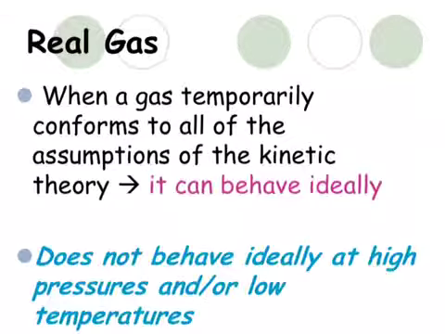What we have instead is what we call a real gas. When a gas temporarily conforms to all of the assumptions of the kinetic theory, it can behave ideally for a moment. And at that moment, we want to know what the ideal conditions are. When gases are at very, very high pressures, you'll remember they liquefy, so they're not behaving ideally at that point. And when gases are really, really cold, they start to liquefy. So again, they're not having all of those elastic collisions and acting like a gas. That's just some background terminology.